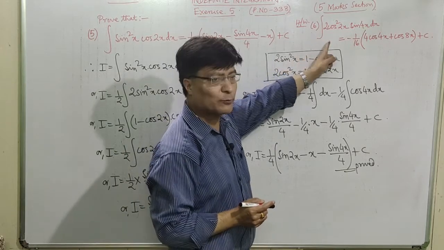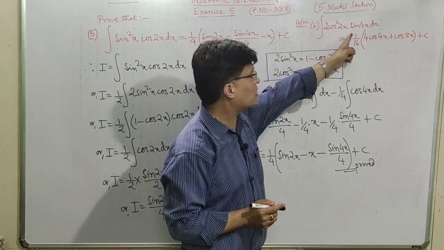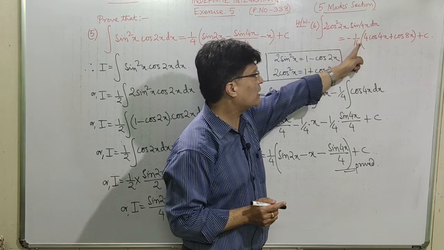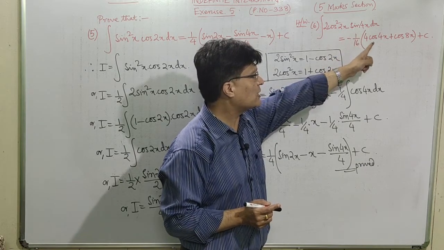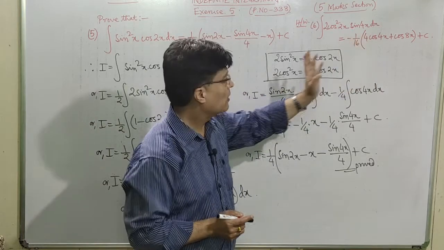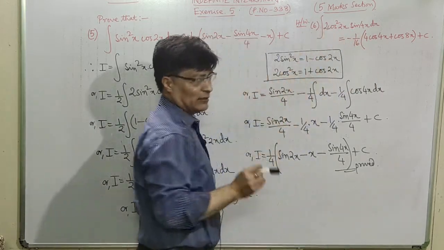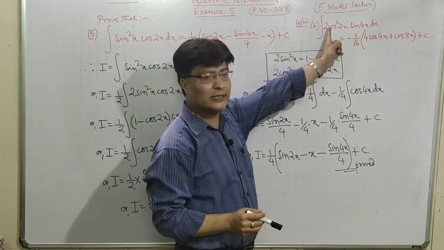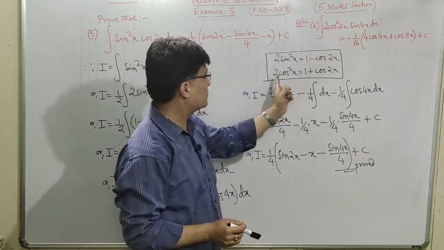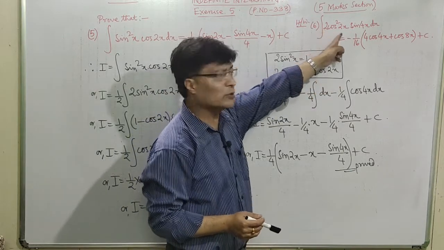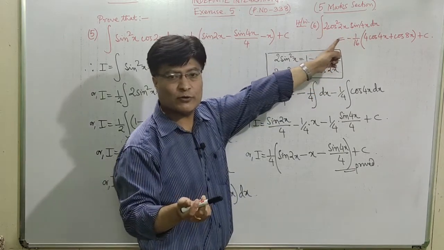Now in this case you have to prove integration of 2 cos square 2x sin 4x dx is equal to minus 1 by 16 within bracket 4 cos 4x plus cos 8x bracket close plus c. Now in this case you don't have to multiply and divide by 2 here, because 2 is already there. 2 cos square 2x, we can use this formula first: 2 cos square x is equal to 1 plus cos 2x. So what is 2 cos square 2x? It will be 1 plus cos 4x.